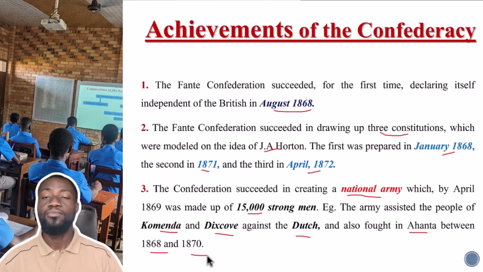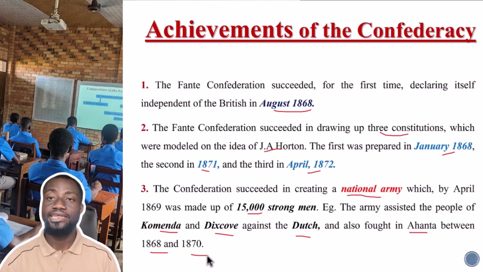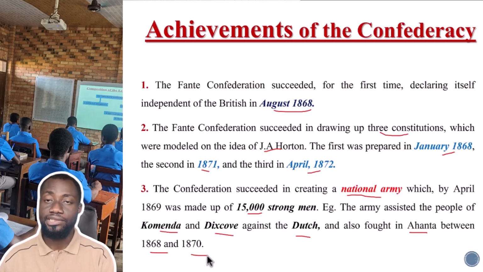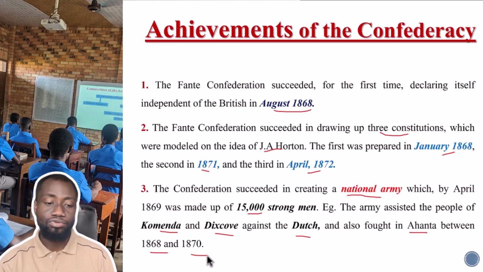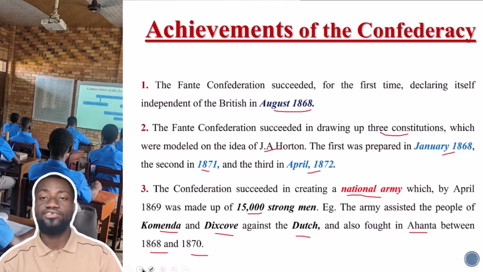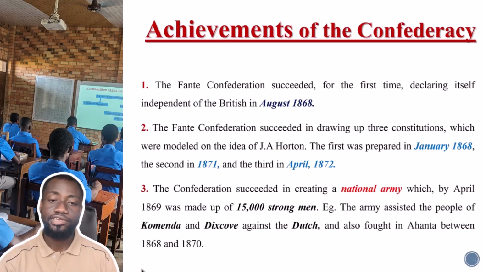The Dutch actually bombarded Komenda and Tixco, and that was the first task of the Fante Confederation's army. An army was sent from Mankesim and all the other member states in the Confederation to fight and liberate Komenda. As to whether it was successful or not, that is another issue. But for the first time, to have an army to fight on behalf of all the Fantes was a great achievement.